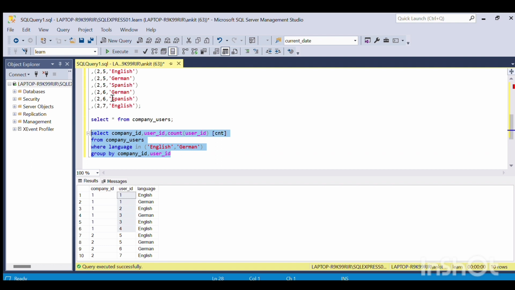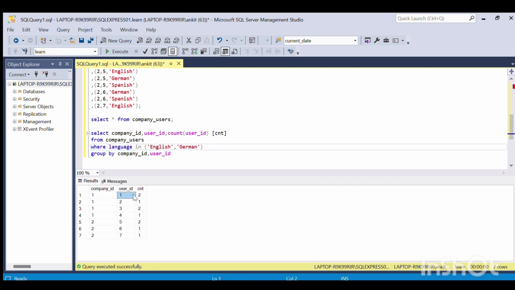Now see what happens. User ID 1 in company 1 knows two languages. As we have already given the condition that we are only focused on English and German, user ID 2 knows two languages, which means he knows both English and German, so he will be considered. Are you getting my point? Similarly, user 2 knows only one language. You might have seen in the table, user 2 knows only English. User 3 again knows two languages, so he falls in the category we want.